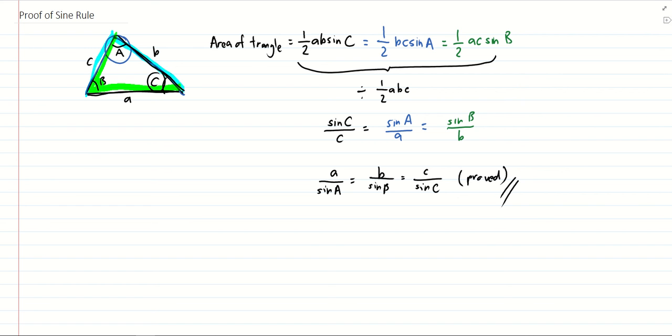So in the next video, we'll take a look at examples of how we can answer questions with regards to a triangle in trigonometry, and how we can apply the sine rule to help us answer the questions. All right.